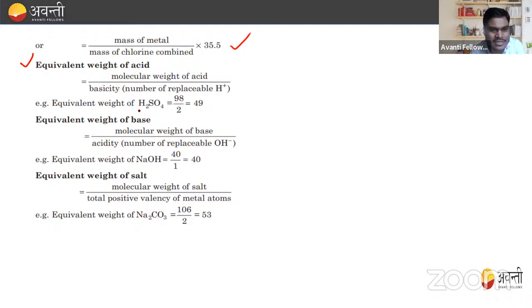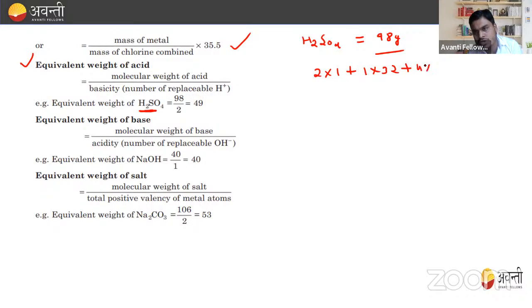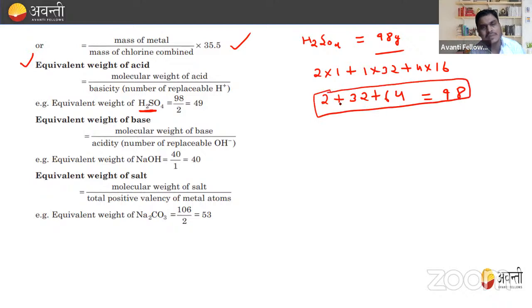For example, if I'm calculating the equivalent weight of H2SO4, we know that the molecular weight of H2SO4 is 98. How will you calculate this? We know that hydrogen has 1, so 2 into 1, sulfur has 32, and we have 4 oxygen atoms, so 4 into 16. So this comes out to be 2 plus 32 plus 64, which is 98. So this is the molecular mass of H2SO4.